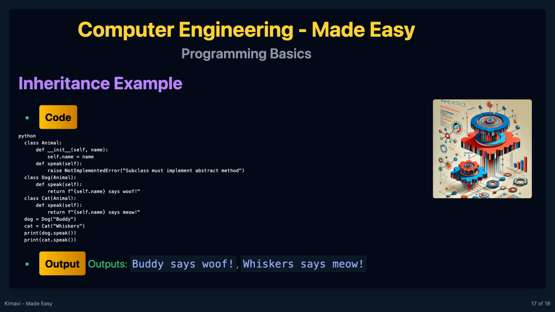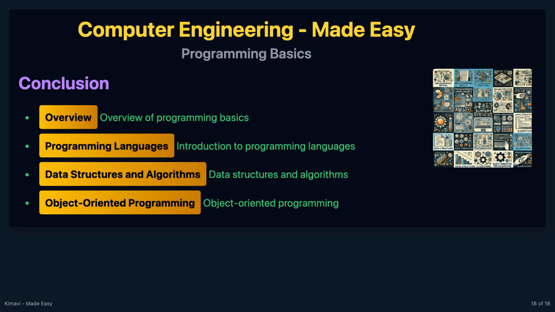Whiskers says meow, respectively. This chapter has provided an overview of the basics of programming, including an introduction to programming languages, data structures and algorithms, and object-oriented programming. These foundational concepts are crucial for your journey in computer engineering. Continue practicing and exploring these topics to build a strong understanding and proficiency in programming.